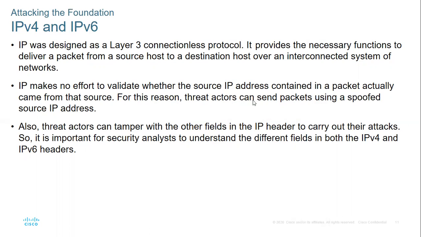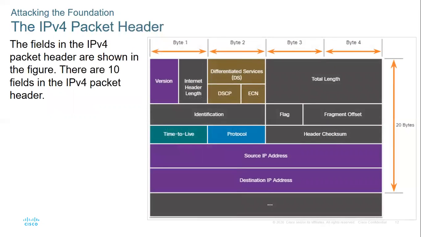So as an analyst, as I said, at one time when we looked at the IPv4 header, I said that you must understand the different fields in both IPv4 and IPv6 headers. When we did one of the labs on Wireshark, you saw those fields. What did you see? You saw the version. Of course, this is the IPv4 header. So one of the fields that it has is the version.